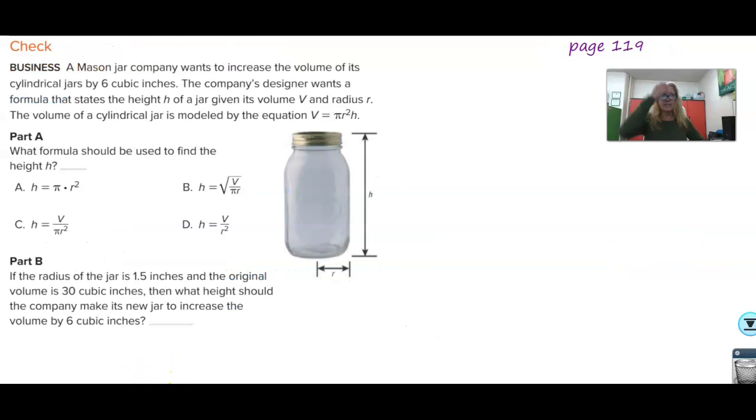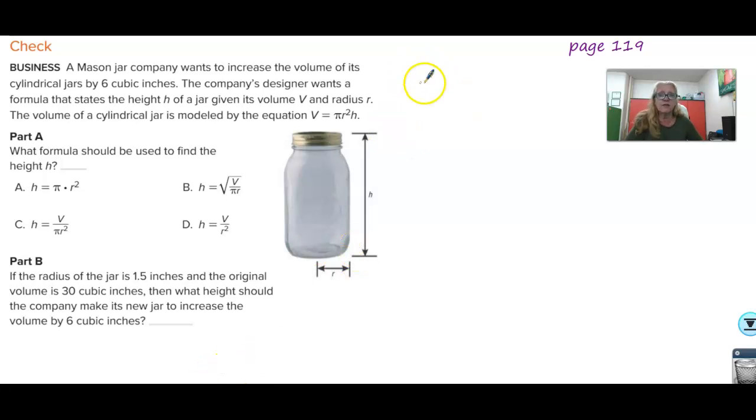Okay, so then we get to the mason jar problem. A mason jar company wants to increase the volume of its cylindrical jars by 6 cubic inches. The company's designer wants a formula that states the height h of a jar given its volume v and radius r. The volume of a cylindrical jar is modeled by the equation v equals pi times r squared times height, or h. Which formula should be used to find the height?